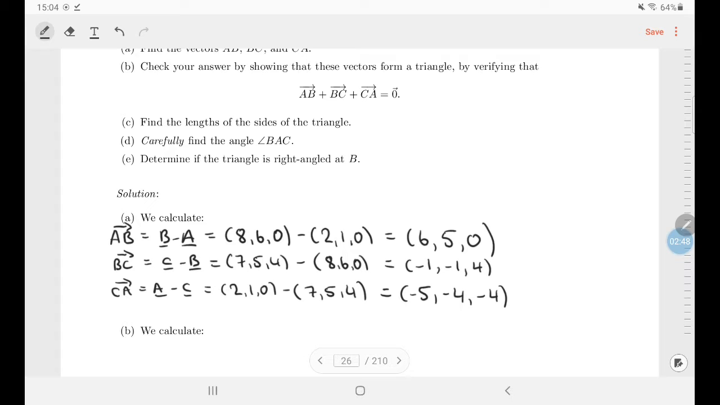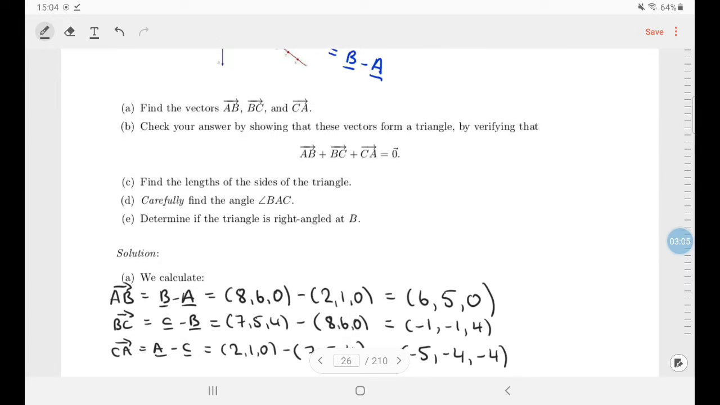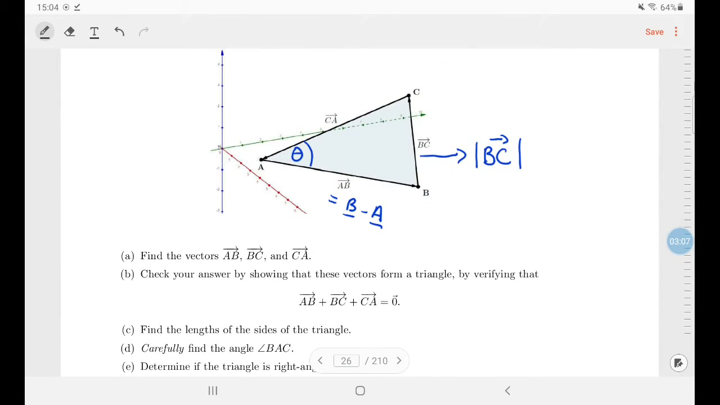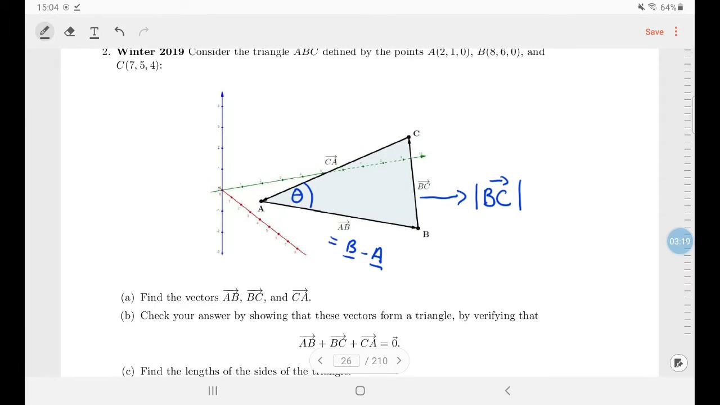Okay, so check your answer by showing that these vectors form a triangle. Remember, of course, this video is going to be quicker than a live one, so you should have plenty of time to pause me and rewind me if there's any difficulty. If you go from A to B, and then from B to C, and then from C to A as a vector, that's doing nothing. And the length is nothing.